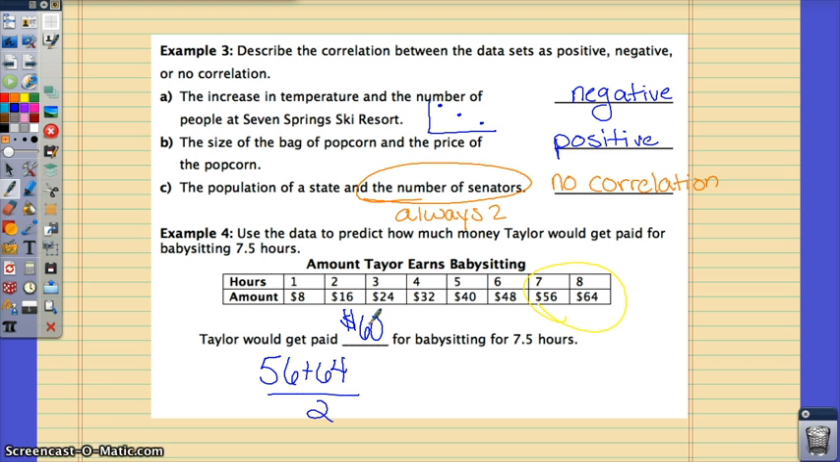Now you could also look for an equation on this table, and this is what you'll be doing as an algebra student. The number of hours gets me this. What's the pattern? What do I do each time to the number of hours? Well, 1 times 8, 2 times 8, 3 times 8. So my equation would be 8 times the number of hours. Then you could plug in 8 times 7.5. So you can use the median of those 2, the middle. You could also use an equation and write one from the table. Perfect. You're ready to go on to your quick check.